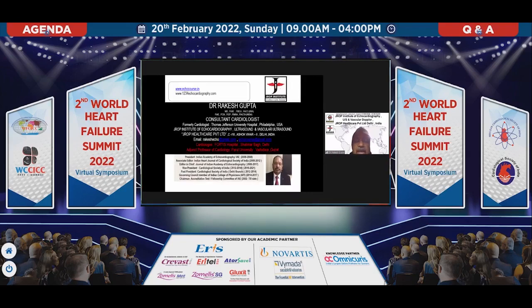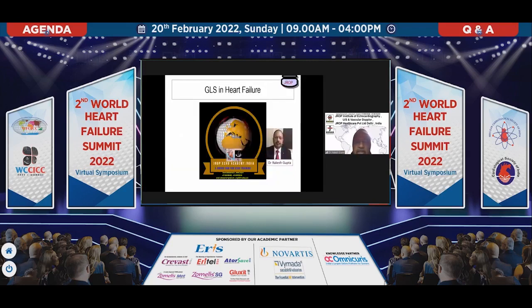This is one modality which I believe over a period of time has really made a lot of difference in clinical practice. When we talk of GLS, the majority of labs do not do it at all. And this is one modality which can really prevent the onset of heart failure when we can identify them at a much earlier stage. That's what I'm going to talk about in the next 12 minutes.